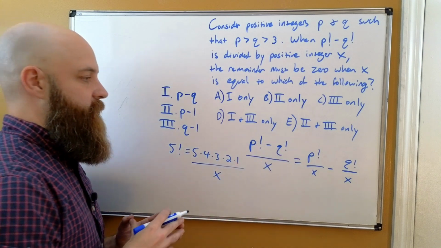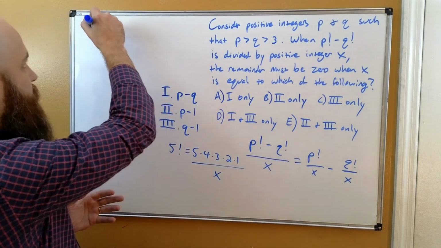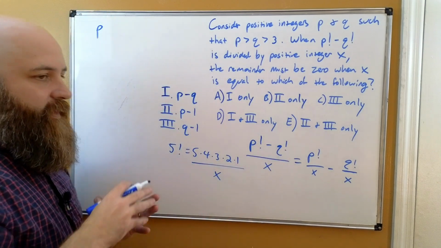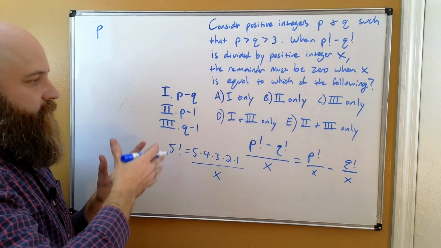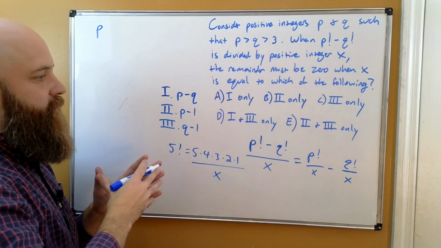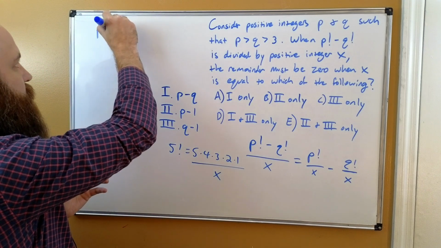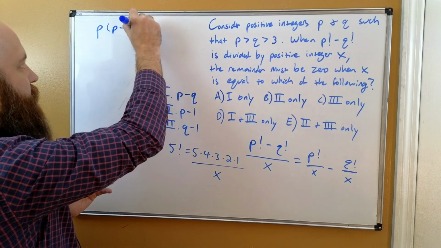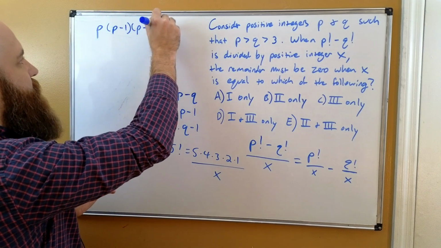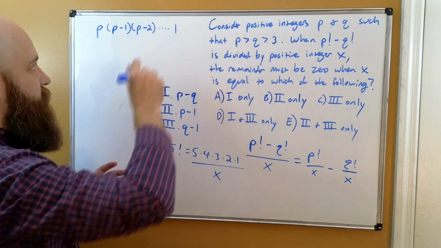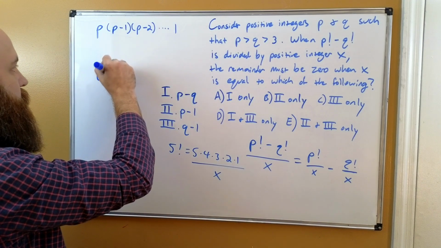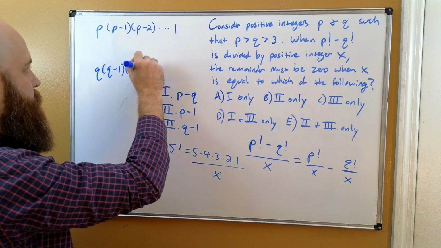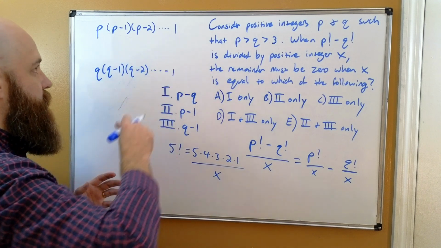So let's keep that in mind when we're analyzing p factorial and q factorial. Now, how could I represent p factorial? Well, p is an unknown, but it would still be equal to the product of all the integers less than p all the way down to 1. So I could represent that this way: p times p minus 1 times p minus 2. Those are the integers less than p going all the way down to 1. I could do the same thing with q, going all the way down to 1.